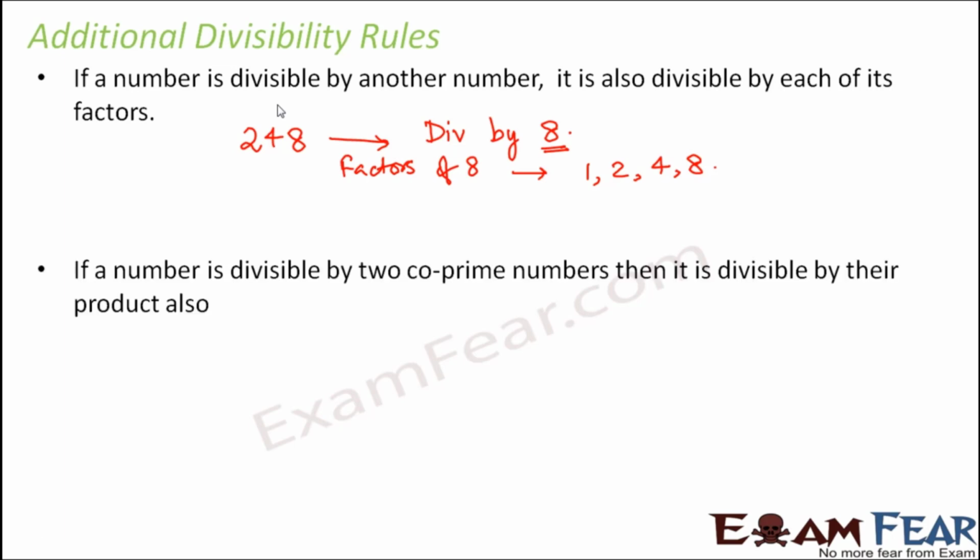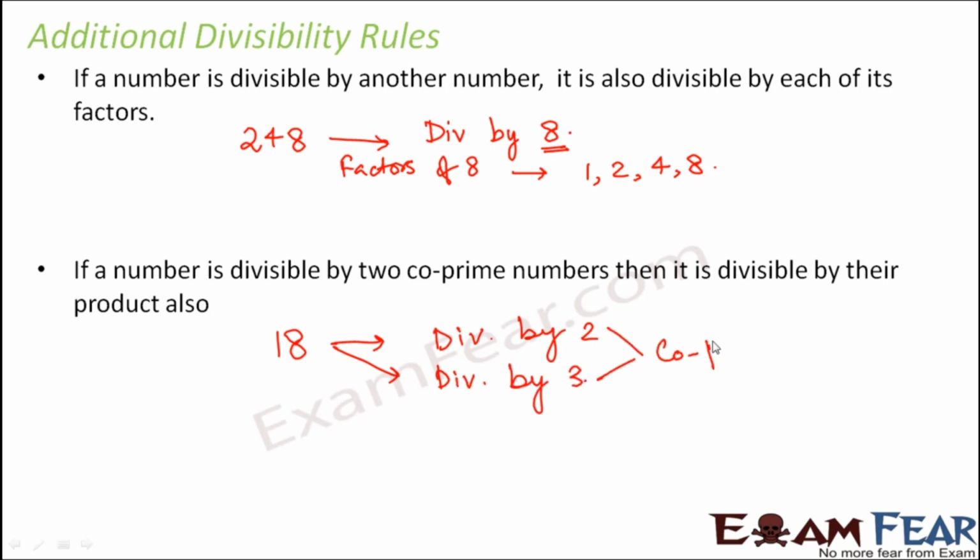Next rule: if a number is divisible by two coprime numbers, then it is divisible by their product also. Now this is interesting. Let us take the example of 18. Now 18 is divisible by 2. Yes, we know that. 18 is also divisible by 3. Right? And 2 and 3 are coprime numbers. Why are they coprime? Because they have only one common factor and that is 1. So that is why they are coprime numbers.